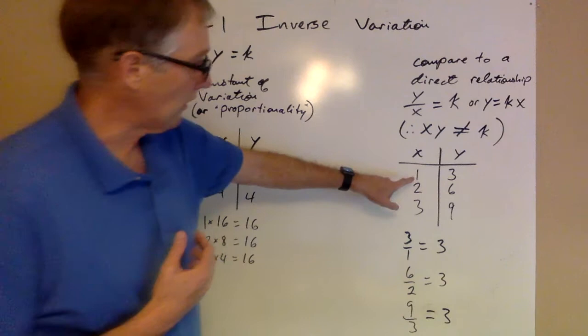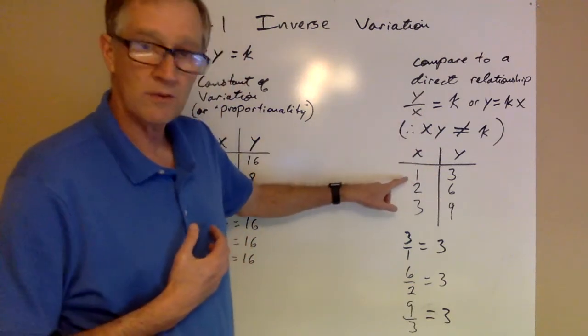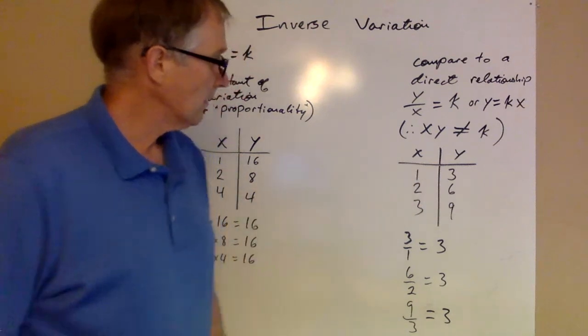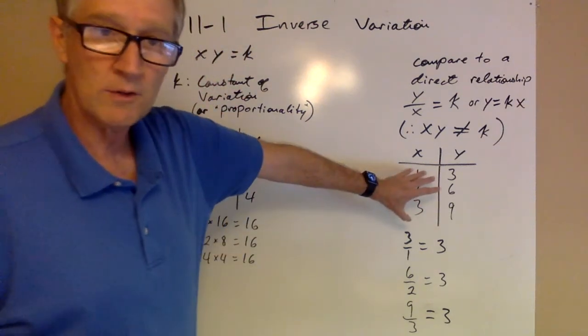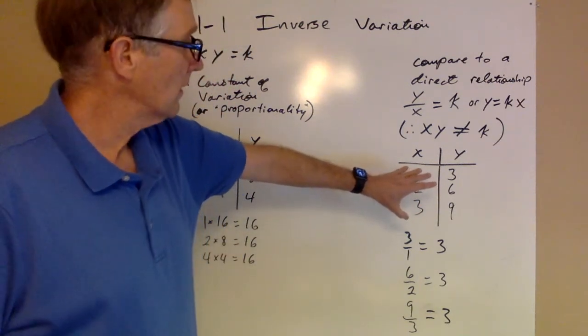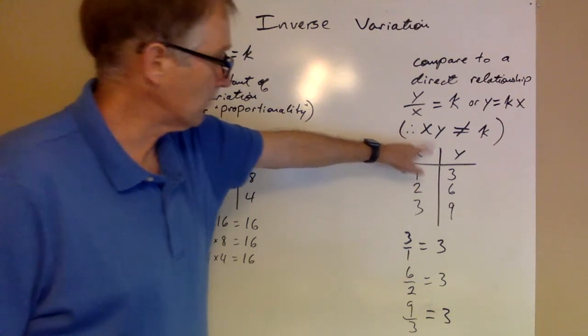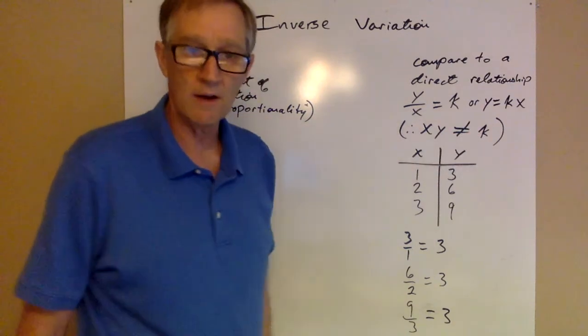That's not the case here, right? Again, this is a direct relationship where 1 times 3 equals 3, 2 times 6 equals 12. When you multiply, they don't equal each other. That's definitely not inverse. So that's why I wrote this here. In this case, x times y most definitely does not equal a constant.